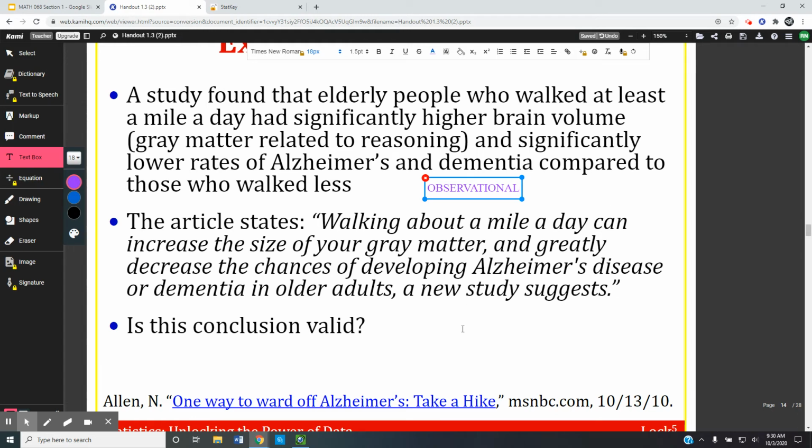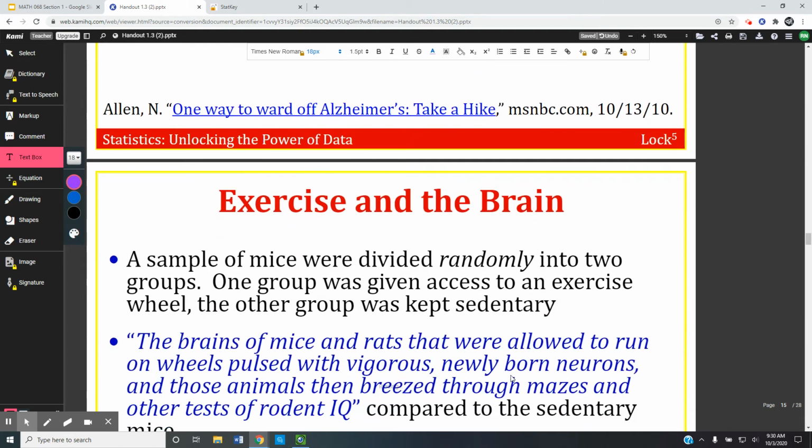So up here, I can clearly say it appears that walking about a mile a day can help with gray matter, but I can't say that it does help with gray matter. So my validity for this has to be no. It is not valid because you can't apply causation. And again, all of our data is taken from a source. This was taken from MSNBC.